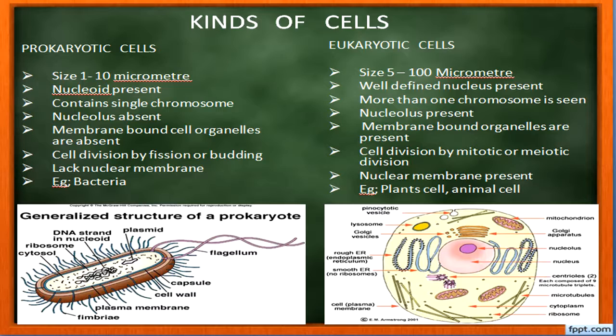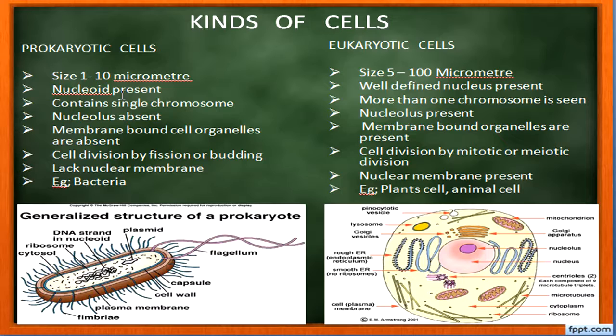If you take a primitive kind of nucleus, it won't have a nuclear membrane, it won't have a nucleolus, and the cell does not possess membrane bound organelles in it. So these kinds of features are present in prokaryotic cells, and the size of prokaryotic cells will range from 1 to 10 micrometers. See here I have given micrometer, and nucleoid is present. So nucleoid means undefined nuclear structure, we call it nucleoid.